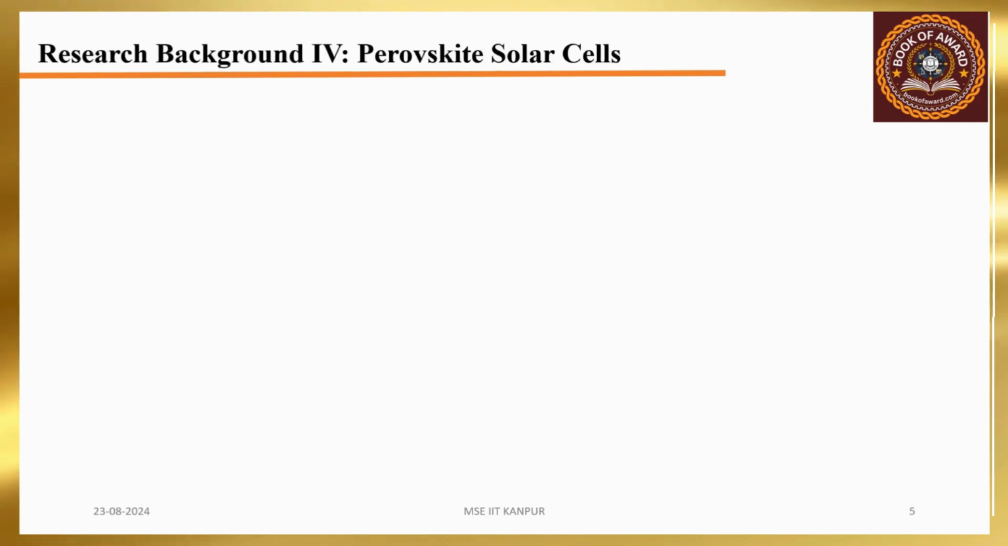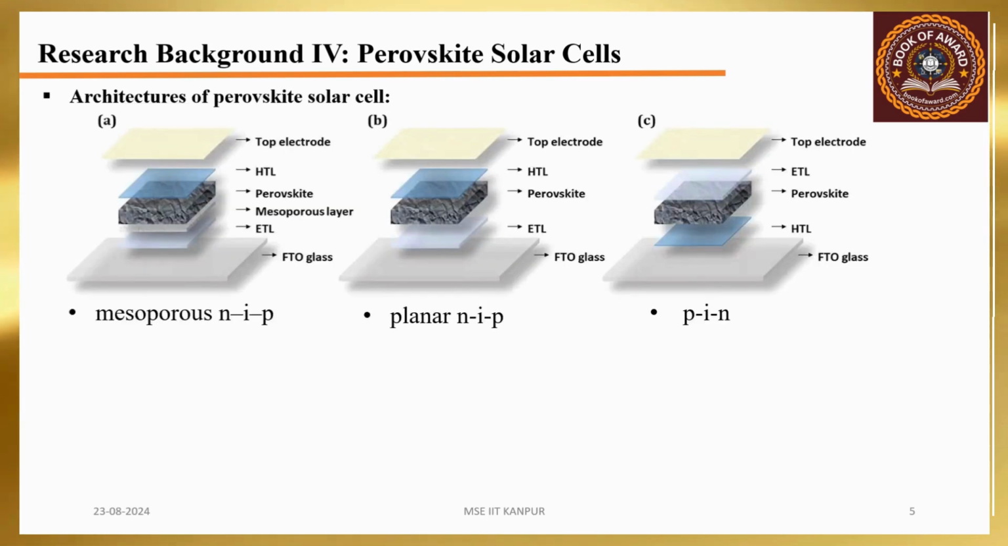To fabricate a perovskite solar cell, perovskite materials are used as the photoabsorber layer. Mainly three types of architectures of perovskite solar cells are used. First is mesoporous NIP. To fabricate mesoporous NIP, firstly we take the FTO coated glass slide which acts as the substrate.